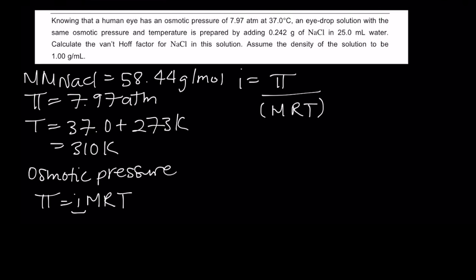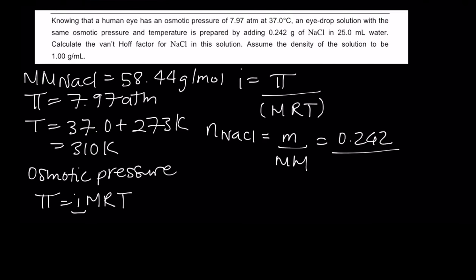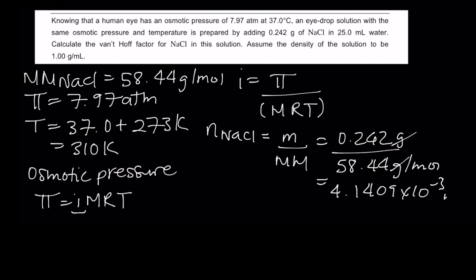So before we input any values into the equation, we have to figure out the amount of moles provided by the sodium chloride. And that can be given by the mass of sodium chloride divided by its molar mass, which is equal to 0.242, which is given in the problem, divided by the molar mass, which we found from the periodic table, where the grams will cancel out to give us a value of 4.1409 times 10 to the negative 3 moles.